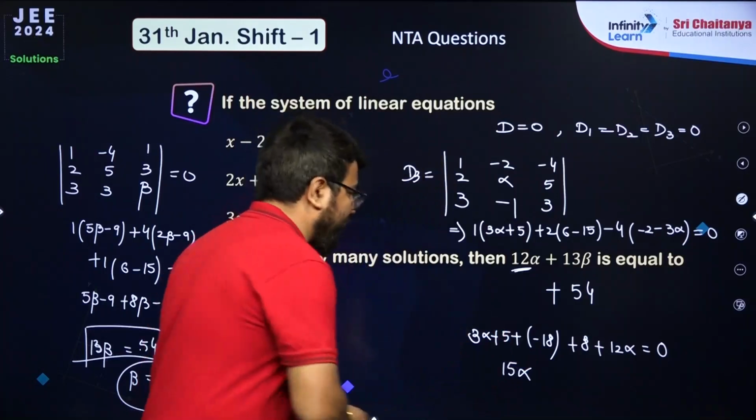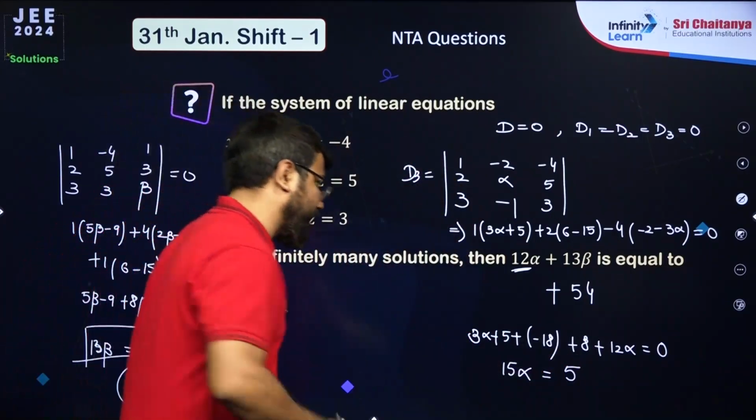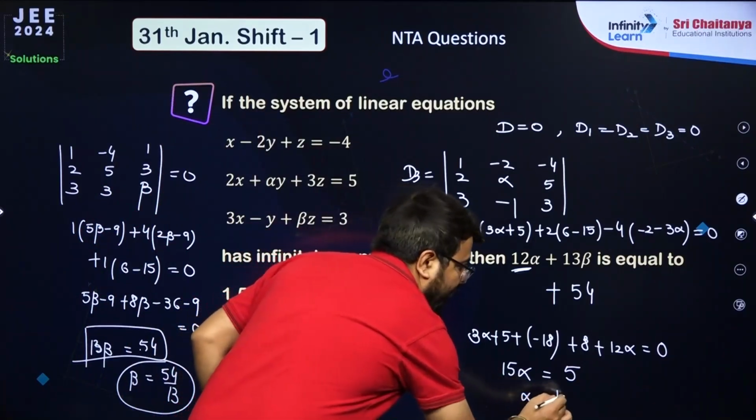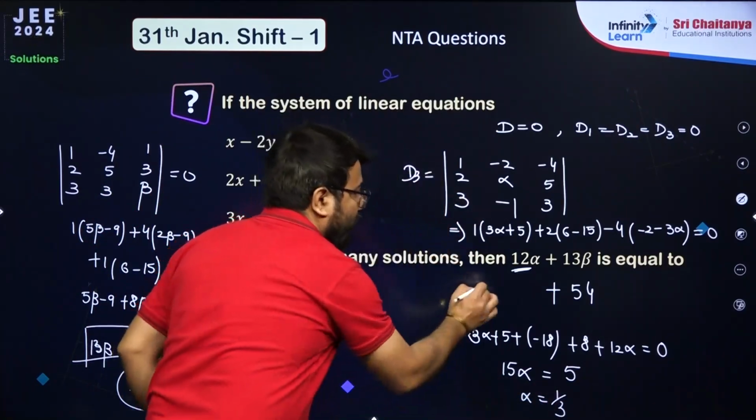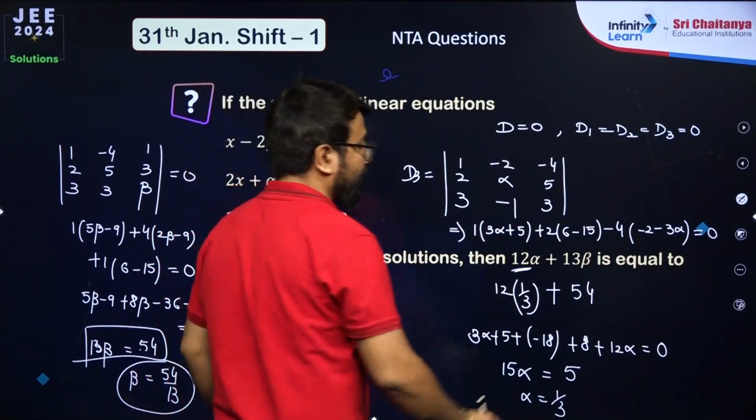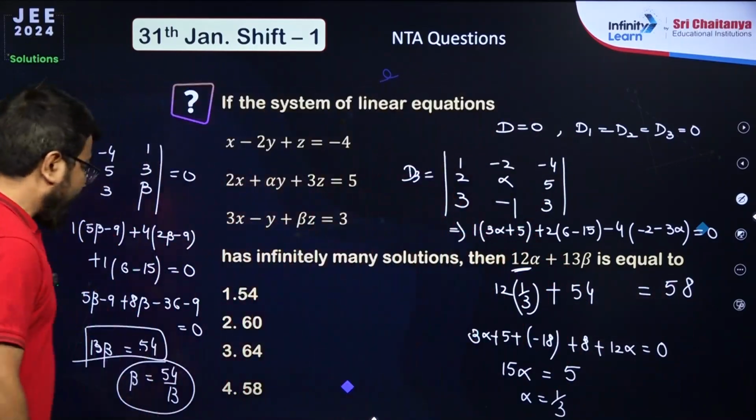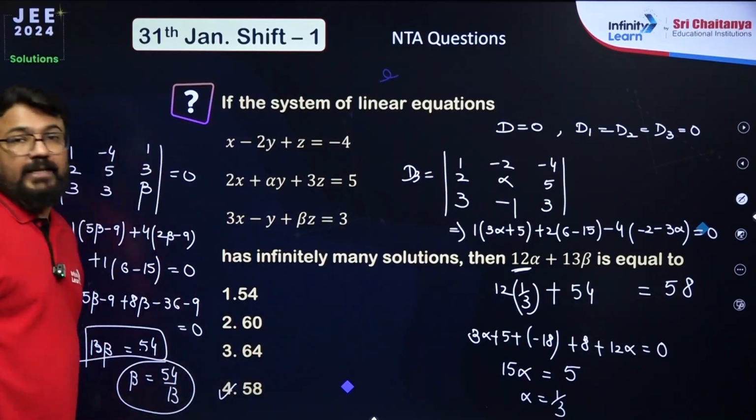Minus 10 and plus 5 is minus 5. So I'm taking it to the right hand side, it becomes plus 5. Here we got the value of alpha as 1 by 3. So it is quite easy for us to put the value of alpha. So it is 4 plus 54, that means the answer is 58. Is there any option 58? Yes, 58 is the final answer.